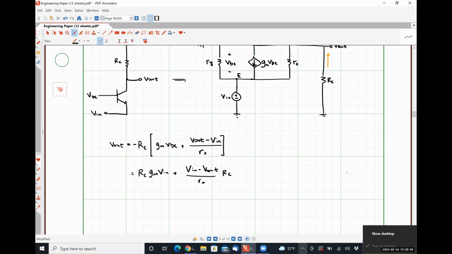What I'm going to do now is put all my output terms on the left-hand side, all my input terms on the right-hand side. So I get V out plus V out times RC over R naught is equal to Vn multiplied by GM RC plus RC over R naught.